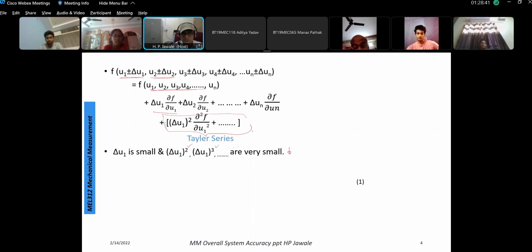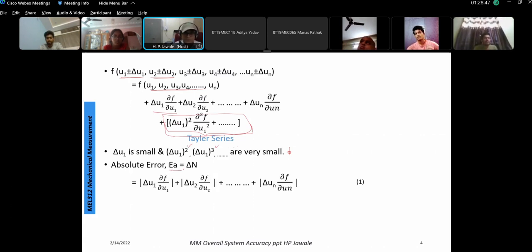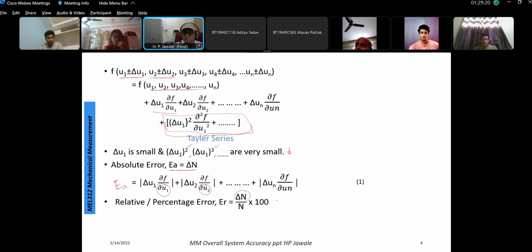So neglecting these components, we can find the uncertainty in terms of absolute error, say EA, which will be equal to del U1 into the partial derivative of the function with respect to uncertainty 1, plus del U2 into the partial derivative with respect to uncertainty 2, and so on. Once we find these partial derivatives, we can express the total uncertainty that is predicted in terms of the total accuracy or inaccuracy of the system. So the error will be equal to del n upon n, expressed as a percentage. I think I will restrict my discussion here.